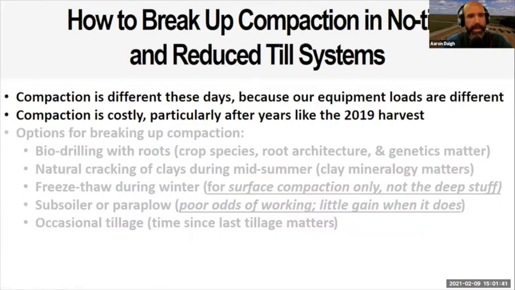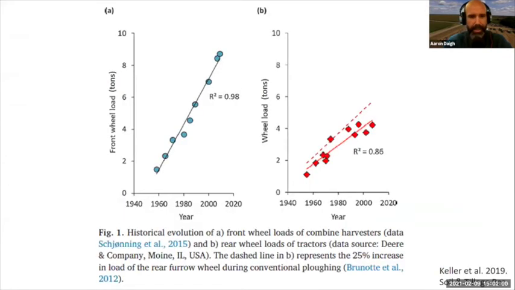There we go. So we'll cover a lot of things, but first off, I want to talk a little bit about how compaction is different these days because our equipment loads are quite a bit different. And that compaction can be quite costly, particularly after years like the 2019 harvest, which was quite wet and difficult, as we all know.